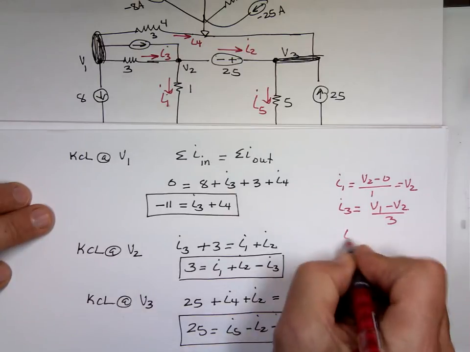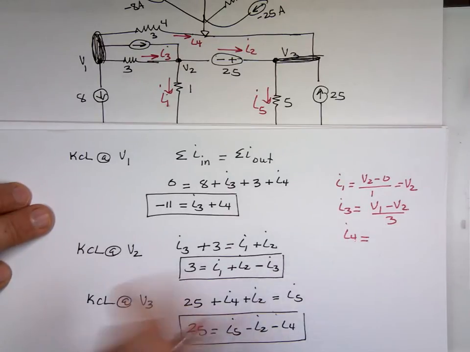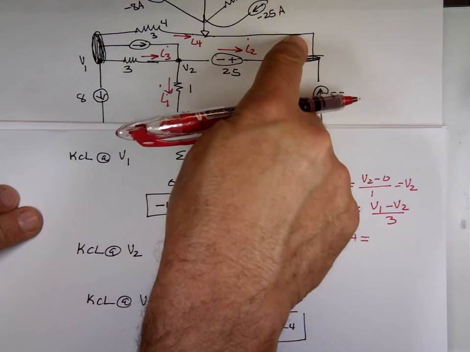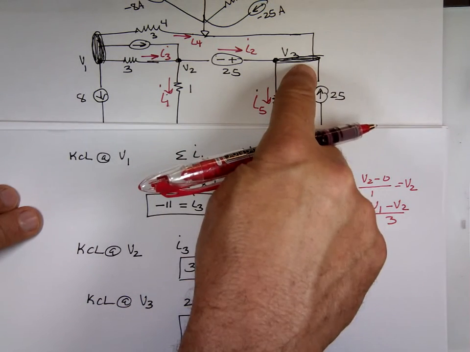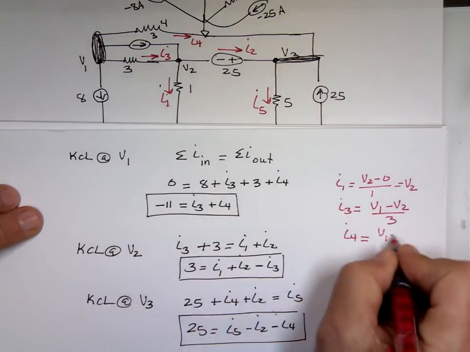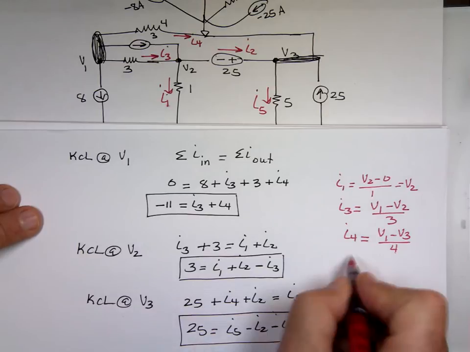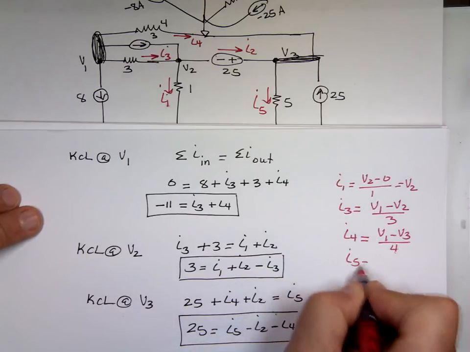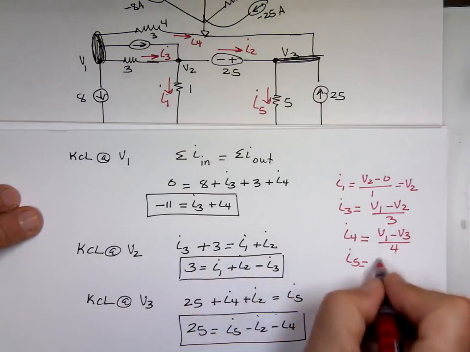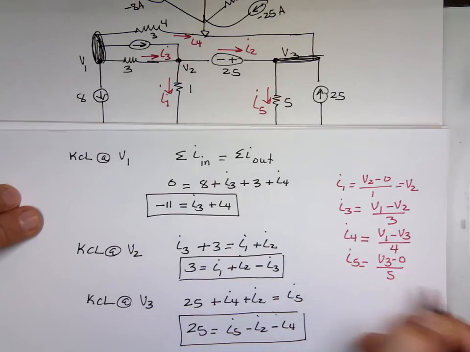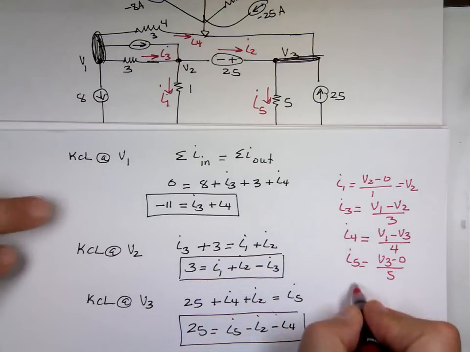What's I sub 4? V1 minus V3, divided by 4. What's I sub 5? That's this one. V3 minus 0, the ground, over 5, which is V3 over 5. And what is I sub 2? I said leave it alone.